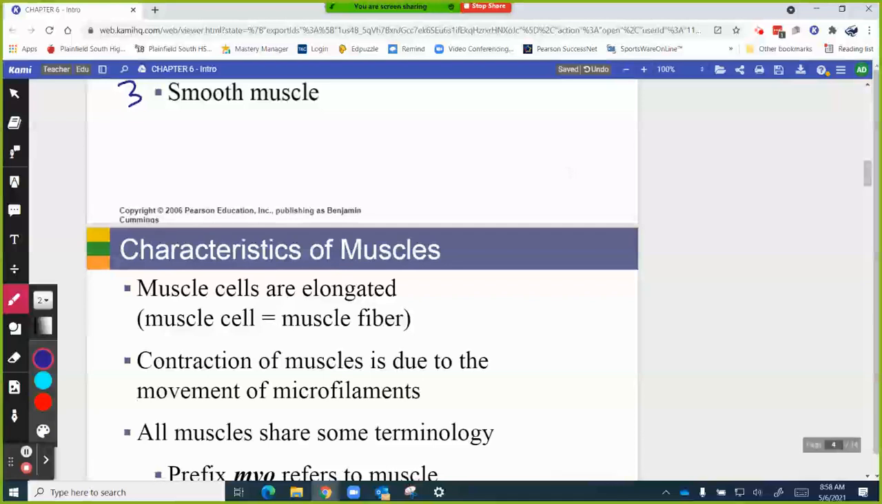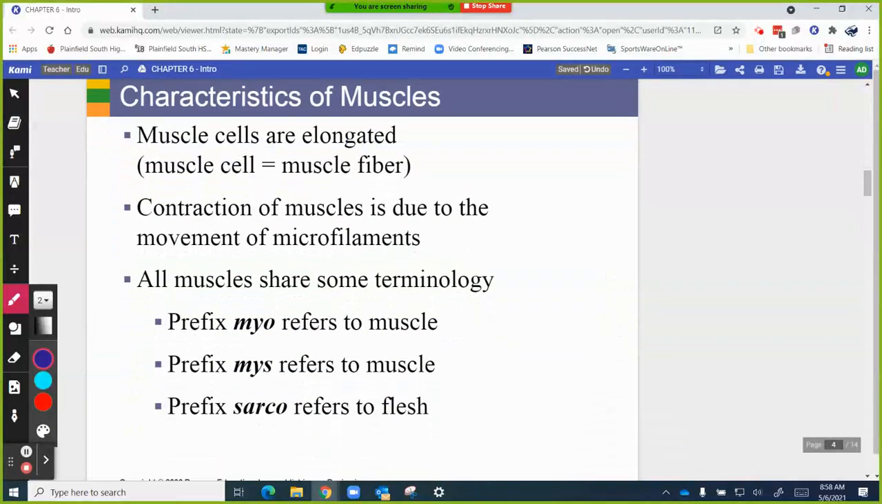Real quickly, some of the characteristics then. Muscle cells of the skeletal muscle system are elongated, meaning they're kind of cylinder in shape. When we talk about muscle cells, we're simply talking about muscle fibers, so those two are one and the same a lot of times. The contraction of those muscles is actually due to the movement of those little microfilaments, the actin and myosin that you might have heard of before.